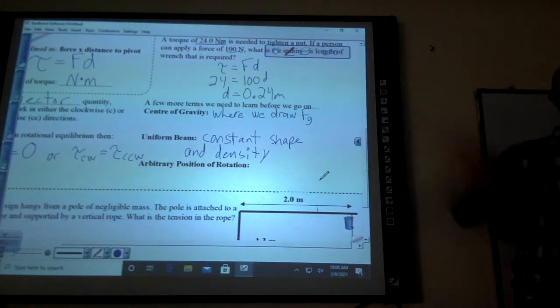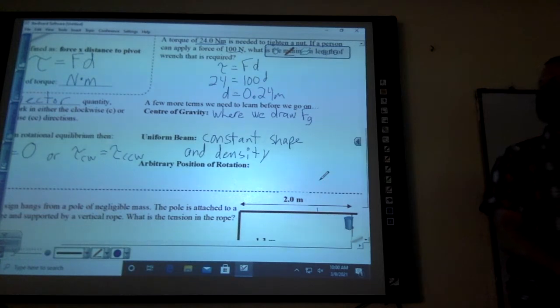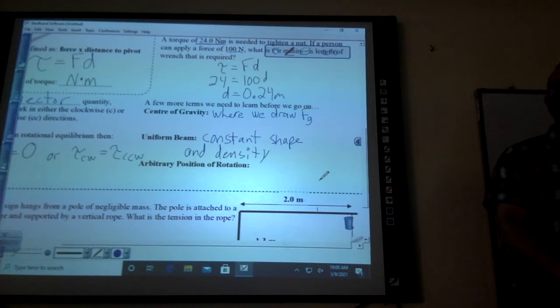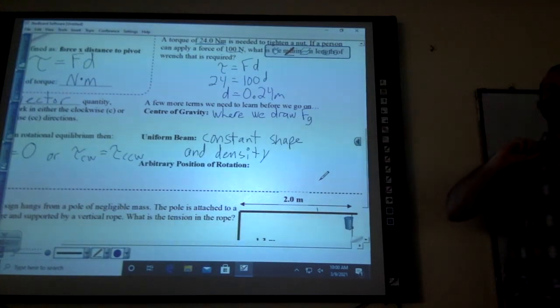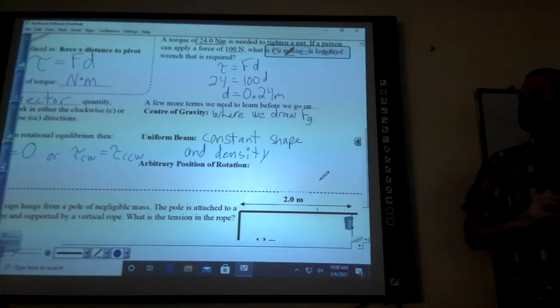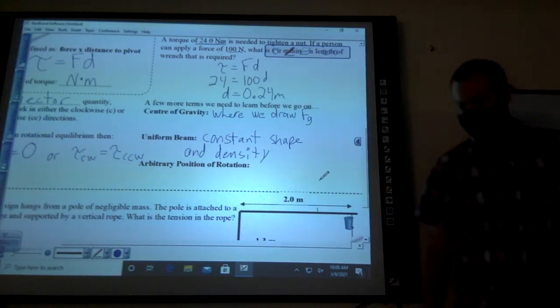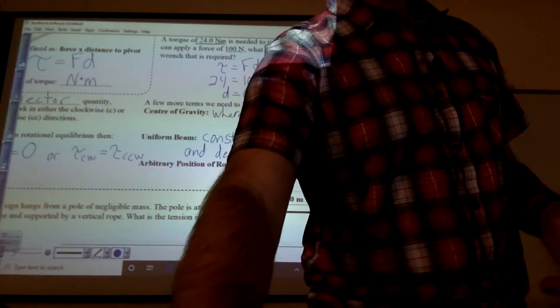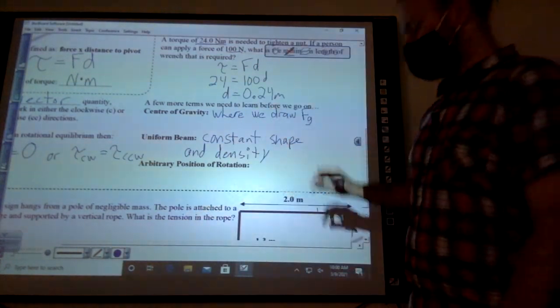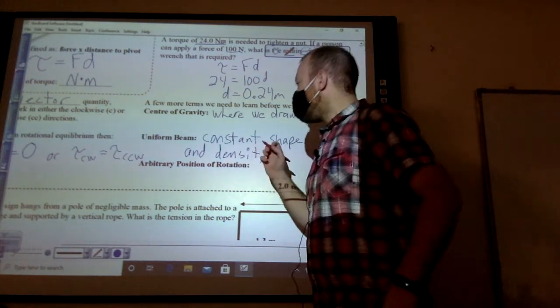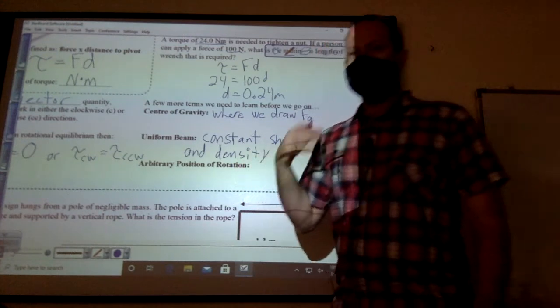In the context that I'm talking about, I don't know what your other teacher was talking about. In this, arbitrary position of rotation means where I pick my rotation doesn't matter, because it doesn't make a difference if I put it here or here. If you want the actual definition of arbitrary, you can look that up. I'm not going to say anything about a previous teacher or whether their definition of arbitrary is the same as mine. So arbitrary position of rotation just means you pick the pivot point.